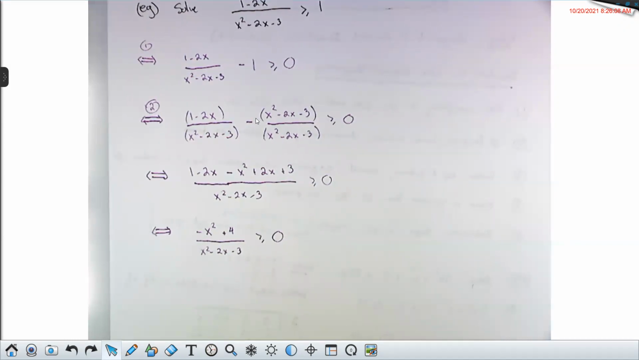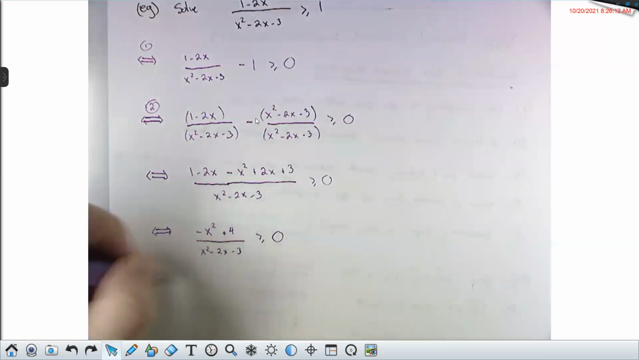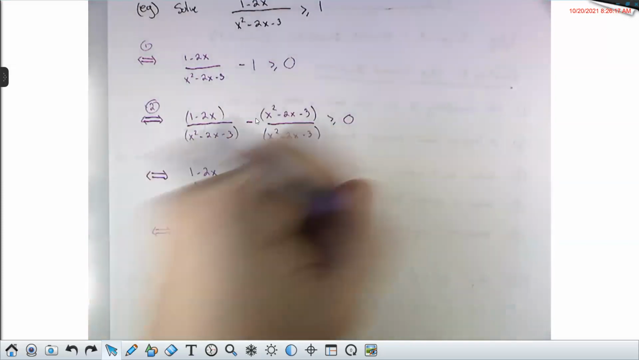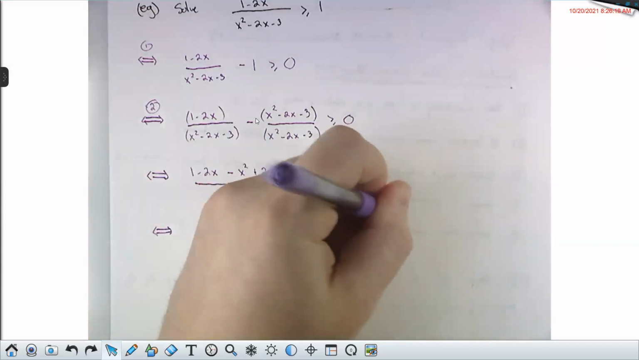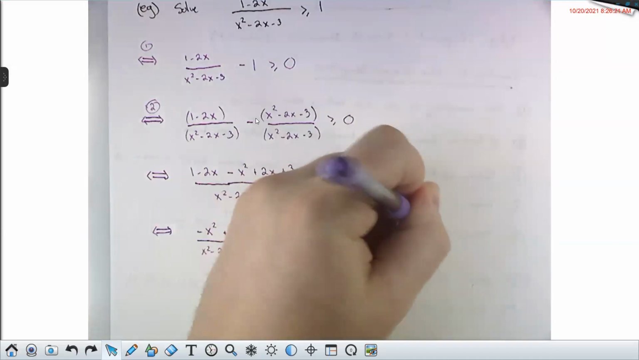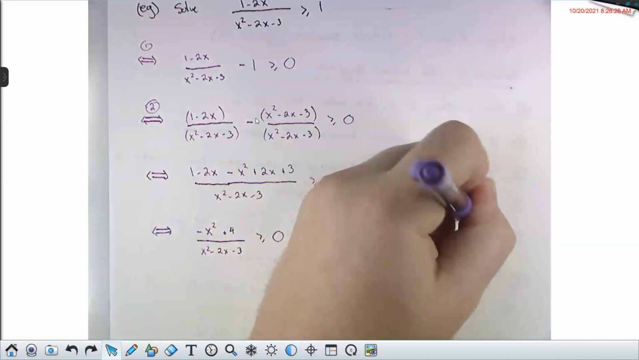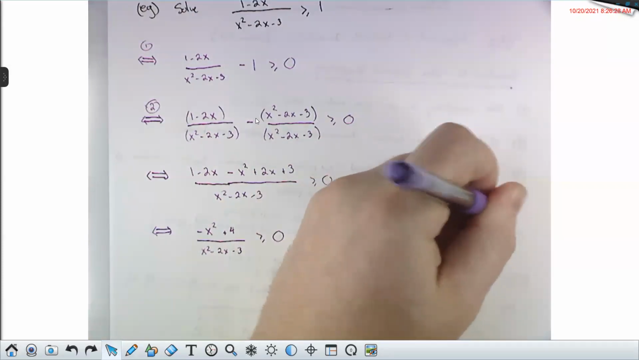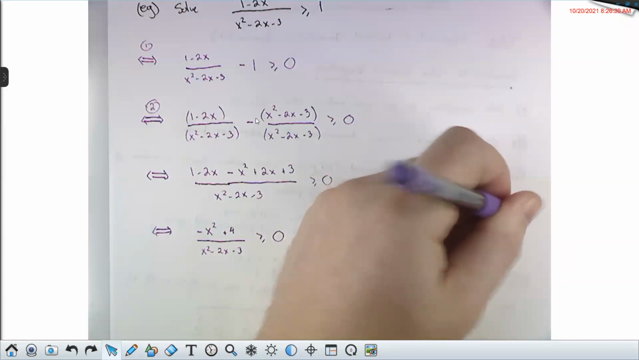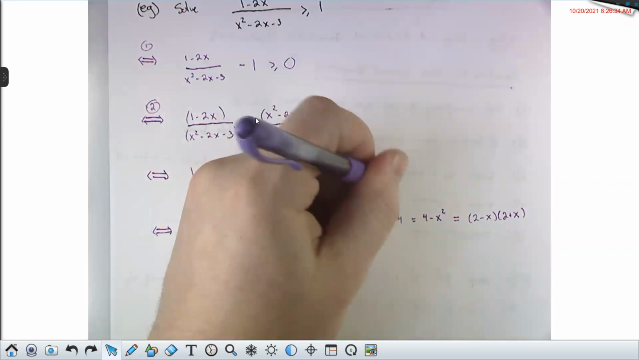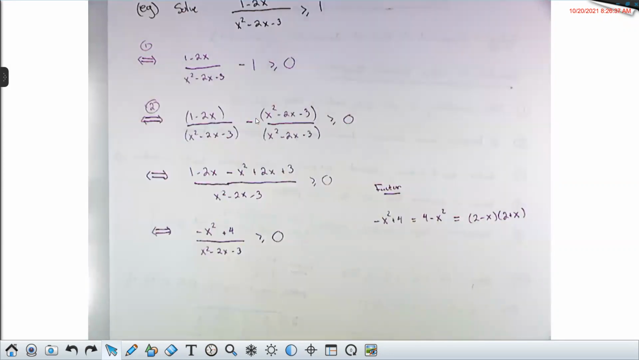Okay, what's next? Factor the top and bottom. Very good. So now we're going to factor the top and bottom. I would make it maybe off to the side here. Negative x squared plus 4 is the same as 4 minus x squared. So I can factor it as a difference of squares. Like this. And the bottom, x squared minus 2x minus 3, how does it factor?